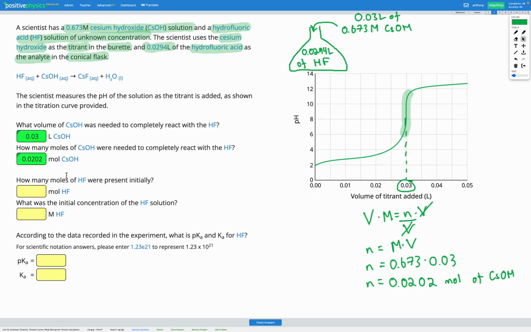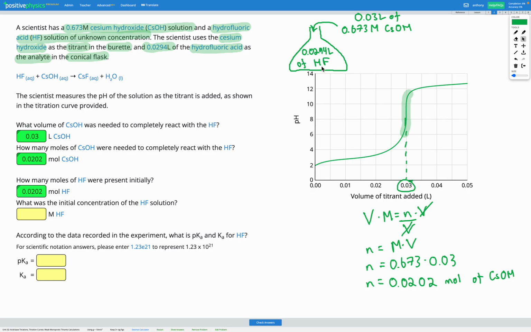Awesome. So how many moles of hydrofluoric acid were present initially? Well, we already decided that that point, the equivalence point, is the moment where the number of moles of cesium hydroxide added is equal to the number of moles of hydrofluoric acid we had initially. So here, this is going to be the same. It's going to be 0.0202 moles of hydrofluoric acid.